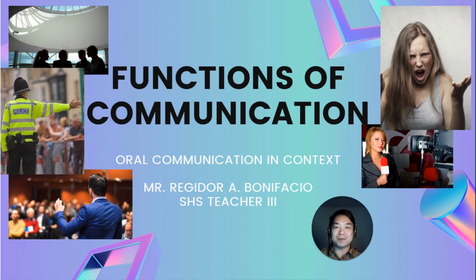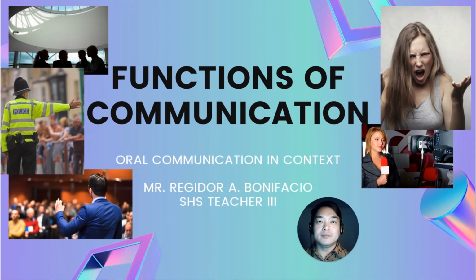For the past two discussions and two video lessons, we have already talked about the definition of communication and the important processes that are involved in effective communication. For this session, we will be discussing the five important functions of communication. Just by looking at our opening slide, you can see here 5 photos or 5 pictures which are perfect depictions of the 5 functions of communication.